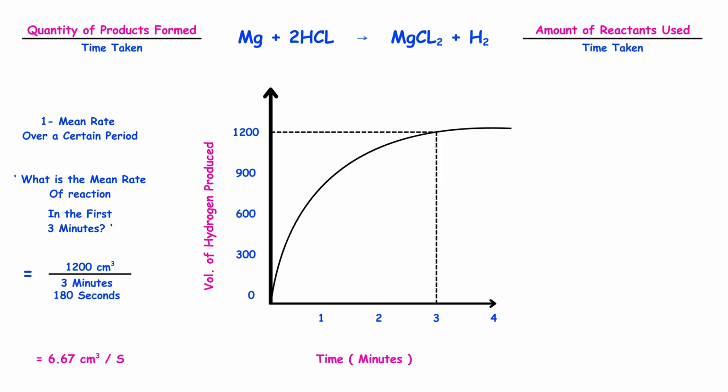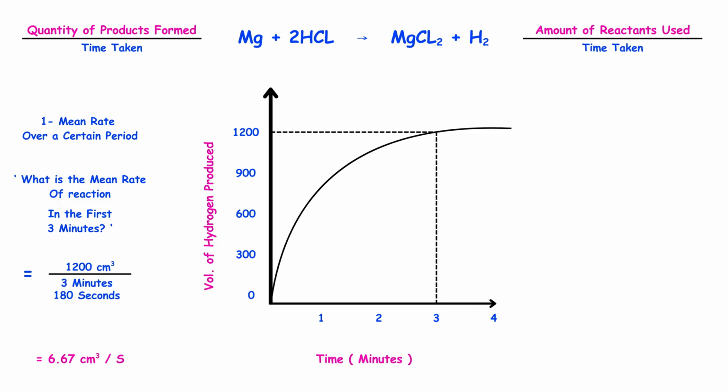has been used up. When presented with a graph like this, there are 2 common tasks you may be asked to perform. The first is calculating the mean rate of the reaction over a specific time period, which we have already done earlier. For instance, if you are asked to find the mean rate of reaction during the first 3 minutes, you would start by locating the 3-minute mark on the time axis. From that point, draw a vertical dashed line upward until it meets the curve. Then, draw a horizontal line from that intersection across to the vertical axis to determine the volume of hydrogen gas produced in those 3 minutes.